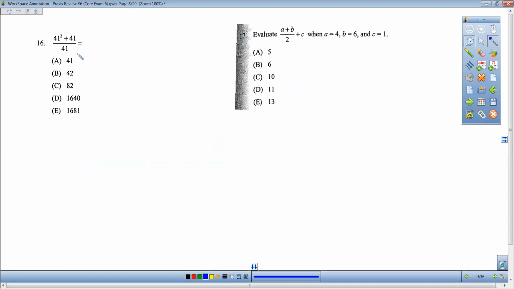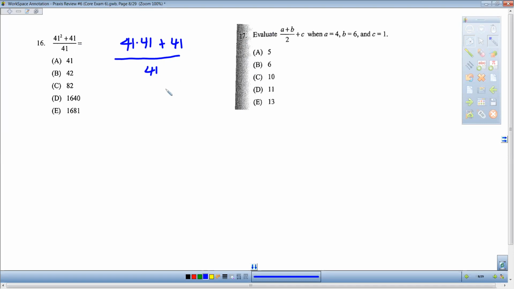16. You've got this expression that needs to be simplified. And if you think about factoring, you see a bunch of 41s. So this is 41 squared, which is 41 times 41. And then you've got plus 41, all divided by 41.